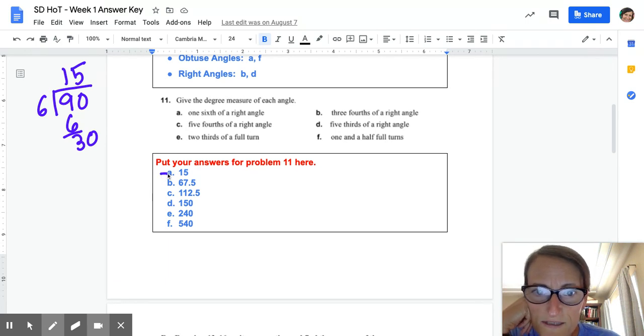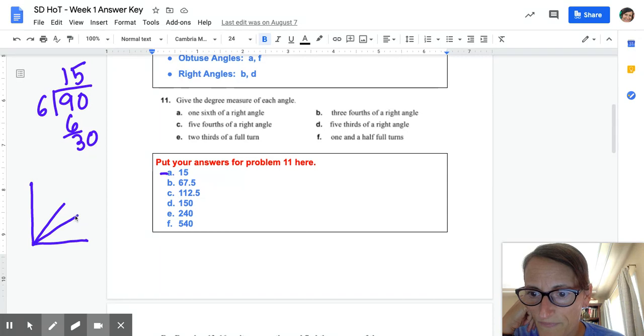For B, it's 3/4 of a right angle. So if you think of a right angle and you want to know what 3/4 of it is, well, first you could split it into fourths, right? And then you're going to take 3 of those. So if you divide 90 by 4 and then multiply by 3, you would get 67.5.